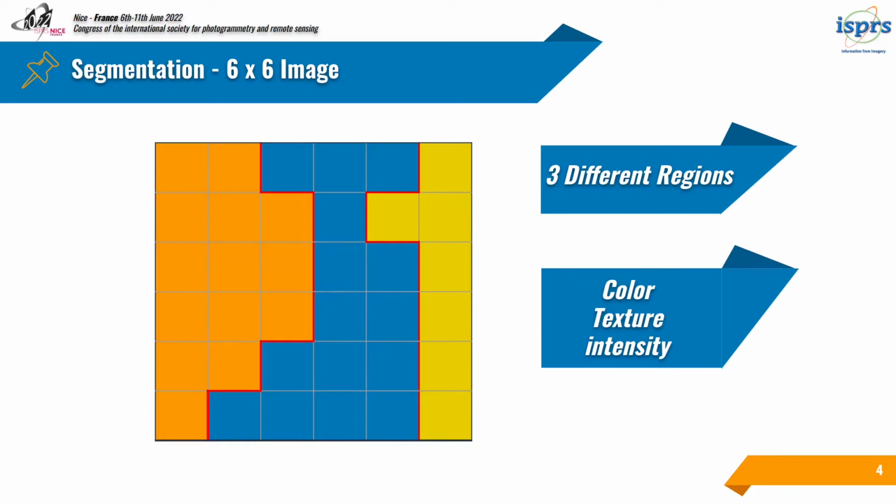For this work, we will use the segmentation technique. What is segmentation? Segmentation consists of dividing an image into homogeneous regions based on some criterion, be it color, texture, or intensity. As an example, we have a 6x6 image that has been divided into three homogeneous regions using the criterion of color.